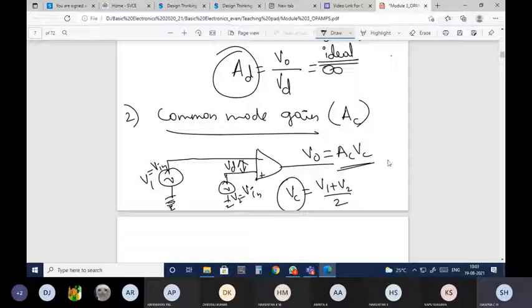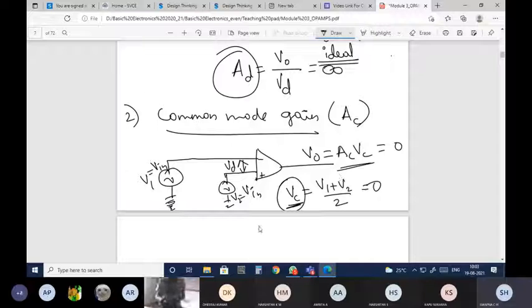Ideally this should be equal to 0; the output voltage V0 should be equal to 0. The reason is that it should only amplify the difference between the signals. But in the practical case it will not just take the difference, it will also take the average between the signals, which is governed by VC. Ideally VC should be equal to 0, but practically it may not be. So what we do is adjust the offset voltage in such a way that the V0 value will be equal to 0.